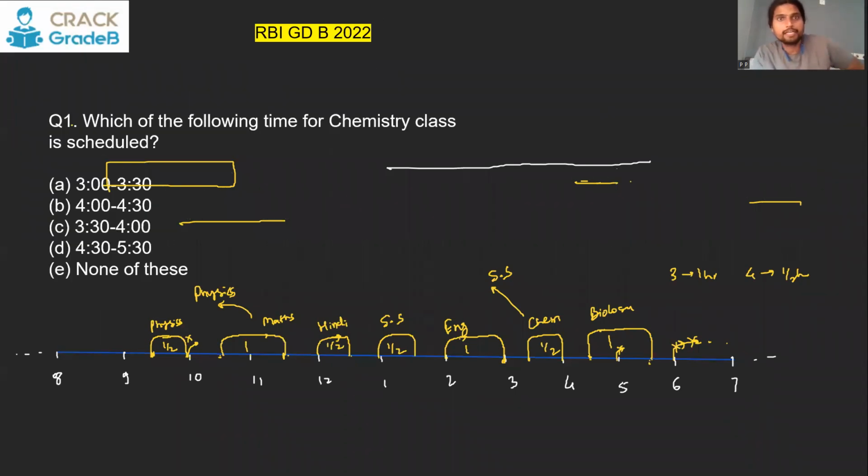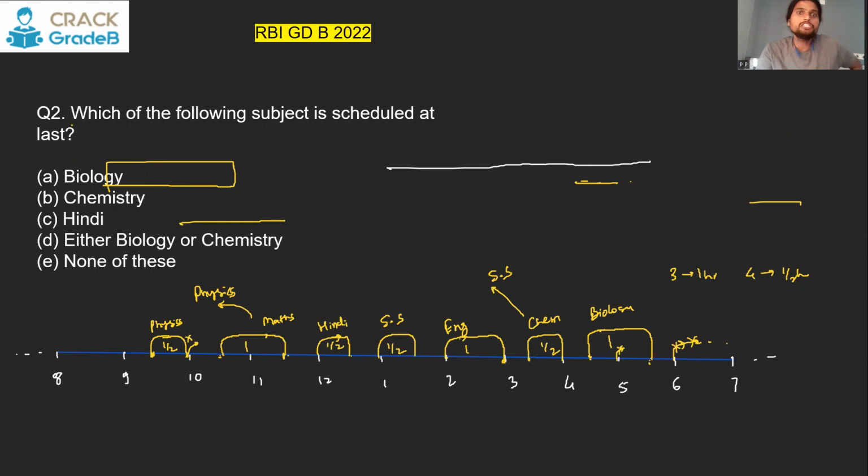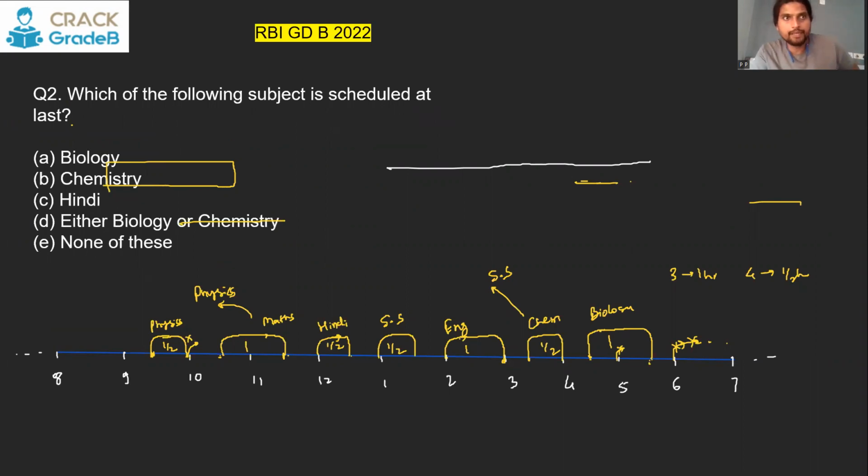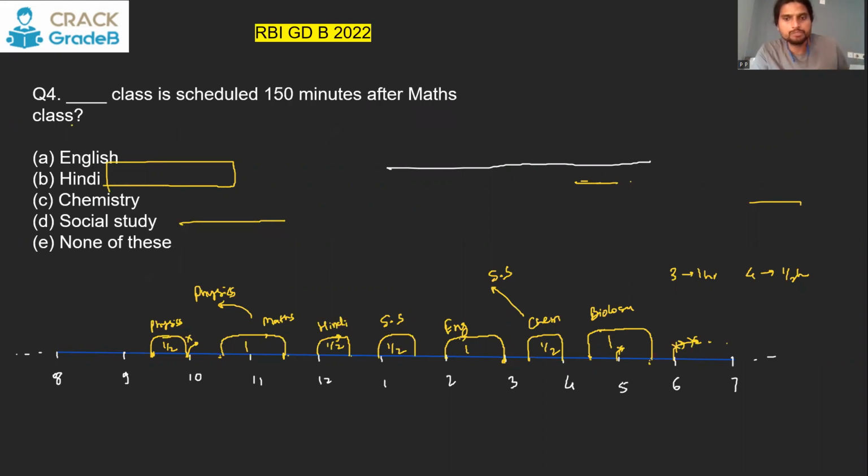Which of the following is the time for chemistry class? So chemistry started at 3:30, ends at 4, 3:30 to 4. Option number C is the answer. Which of the following subjects is scheduled last? So in the last, biology is scheduled. Option number A. Okay, sorry, there must be some confusion. But once you have the timetable, you can solve any question anyway.